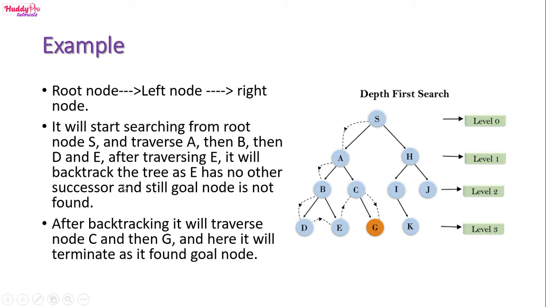In this search tree, we have shown the flow of the depth first search algorithm, and it will follow the order as the root node, that's S on level 1, and our goal is G. So it will follow this order: root node, then it goes to the left node, that's A, and then to the right node.